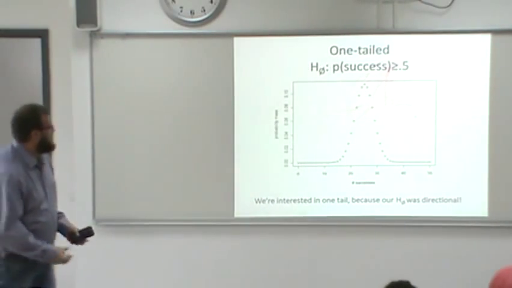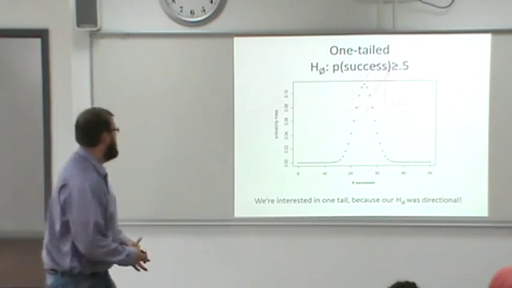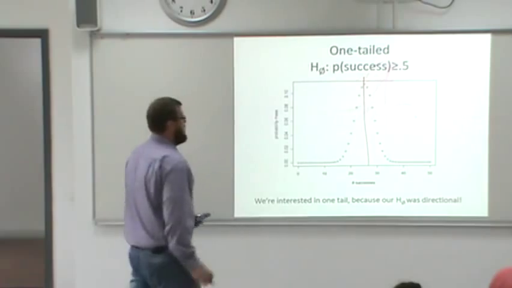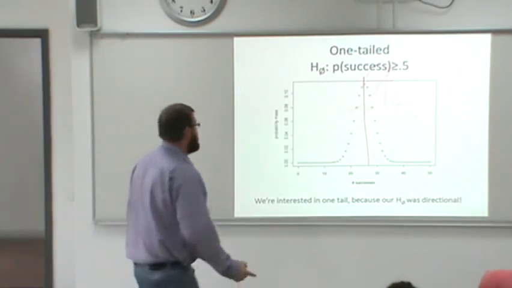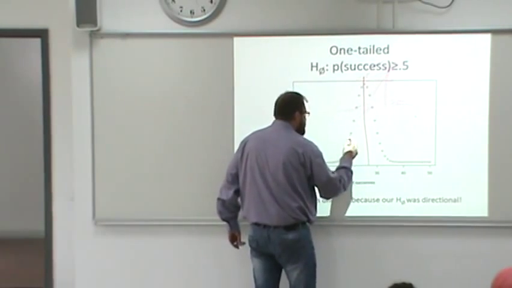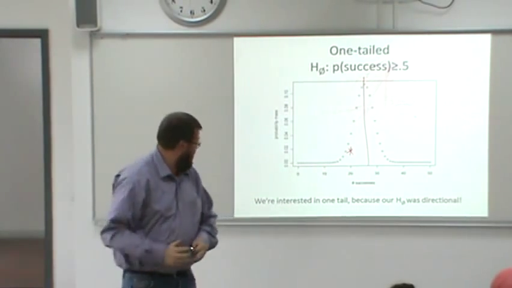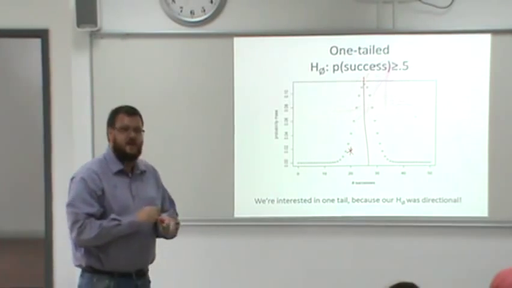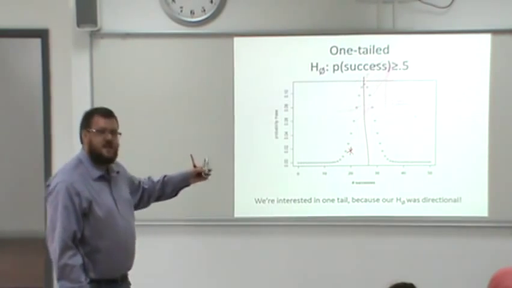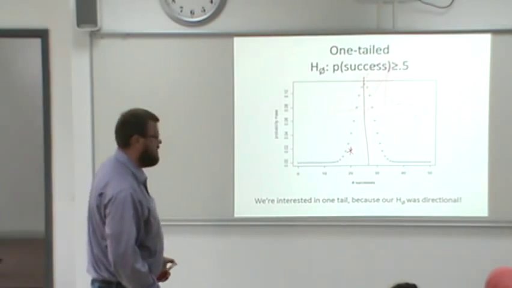Okay, now we're interested in one tail because our null hypothesis was directional, right? Which tail are we interested in? So imagine we got 0.5 there. Which tail? We're interested in this one, right? Because the null hypothesis says that it's 0.5 or greater. That's over here. So we're interested in this one. Okay. So 18, is it in that tail? Is 18 successes in the tail that we're interested in for rejecting the null hypothesis?